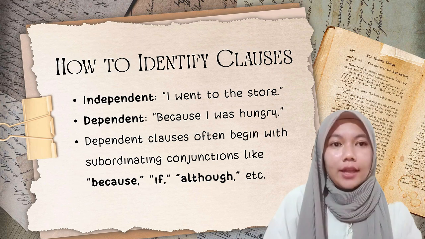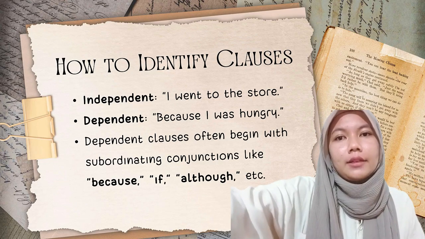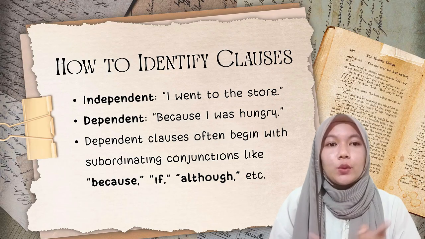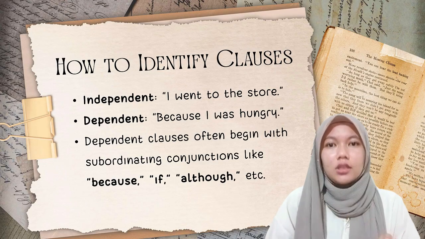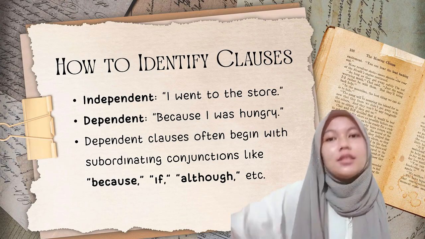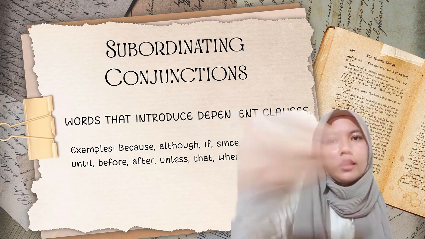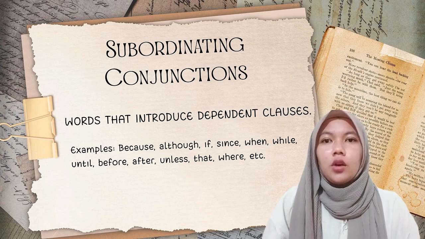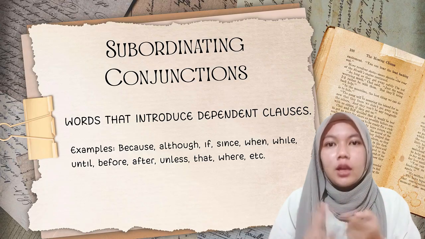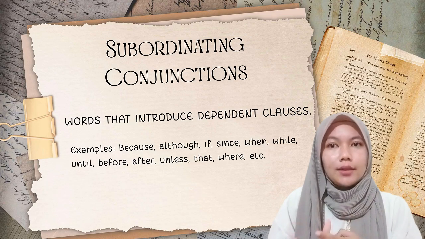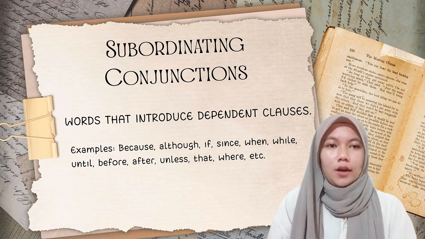And how to identify clauses? Example for independent: I went to the store. Dependent: because I was hungry. Dependent clauses often begin with subordinating conjunctions like because, if, although, etc. Subordinating conjunctions are words that introduce dependent clauses. For example: because, although, if, since, when, while, until, before, after, unless, that, where, etc.